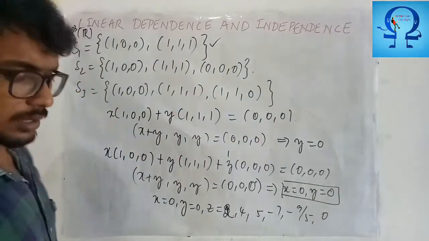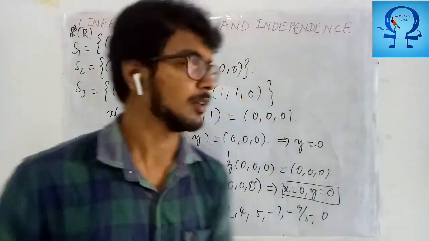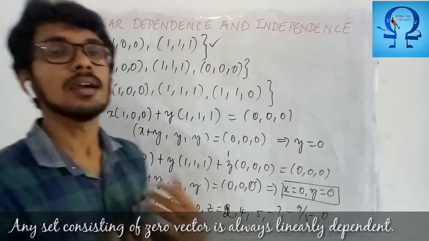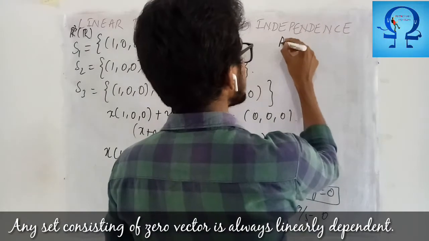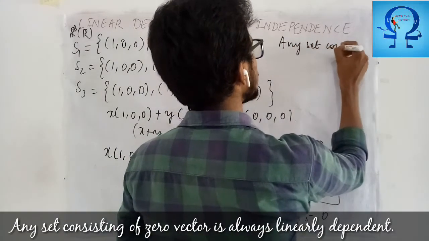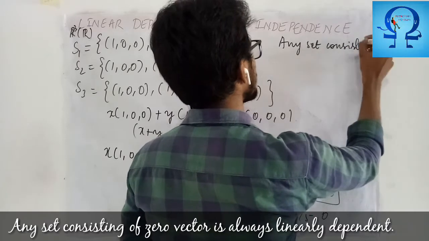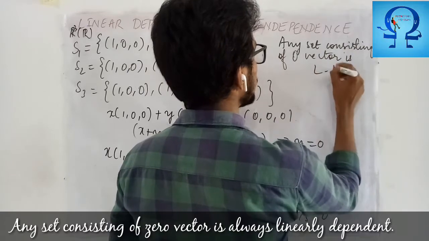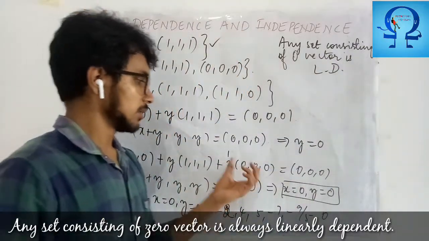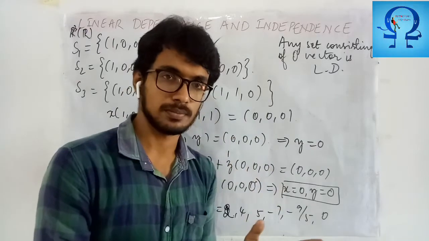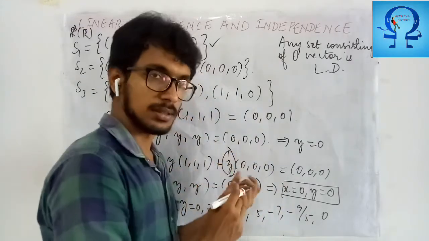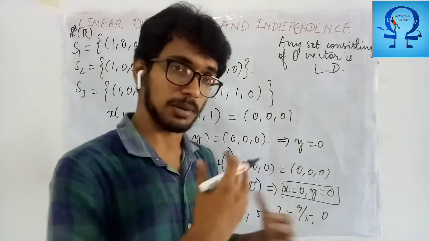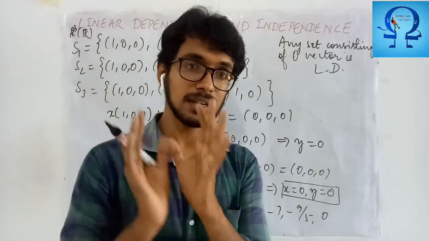From this we can remark one thing. Because when we don't have the 0 vector, it was linearly independent. Any set consisting of the 0 vector is linearly dependent, because this always gives you 0. So the value that you choose with this 0 vector does not matter at all. Therefore this will have infinite number of possibilities, hence results in a linear dependence.